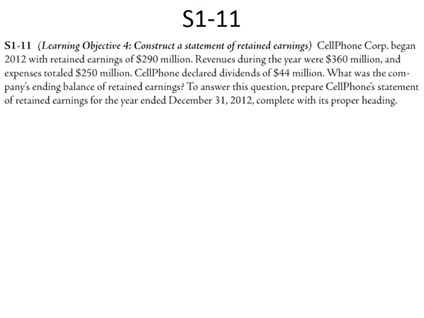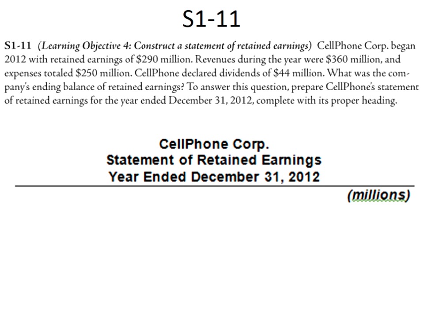So we're going to walk through this. Notice that they gave us a bunch of data, but I skipped to the last sentence that said, prepare their statement of retained earnings. So the first thing we're going to do is put up the headings. First, every statement starts with the name of the company. The second line is the name of the statement. So we have Cell Phone Corporation, statement of retained earnings, and then the third line is the date line. Now the statement of retained earnings is like the income statement in that it's for a period of time.